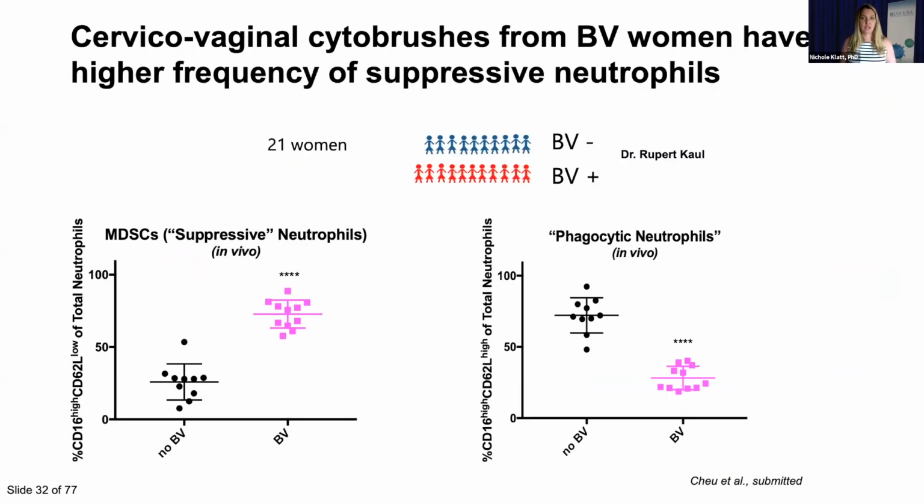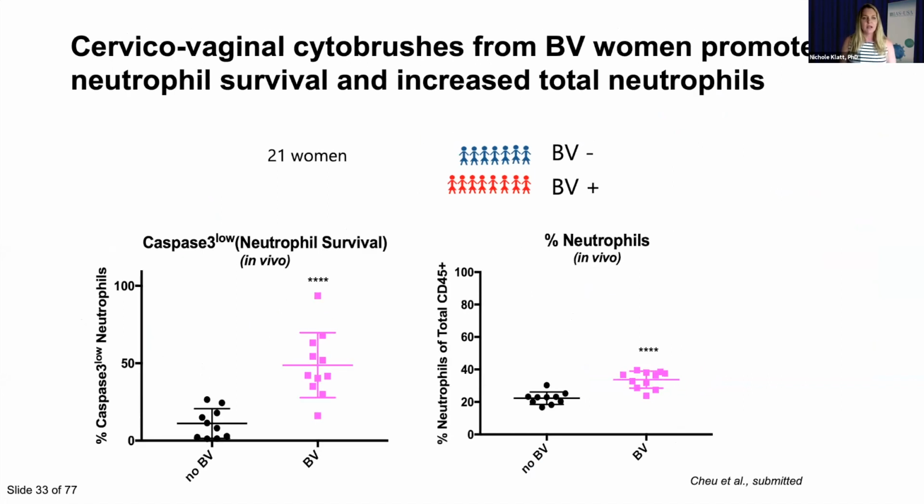Furthermore, just like we showed you in the gut with this increase in inflammatory neutrophils, we see that there are these phagocytic and inflammatory neutrophils that come in the context of bacterial vaginosis. Whereas these good neutrophils that we want to kill bugs are decreased in bacterial vaginosis. And again, we see increased neutrophil survival and increased overall neutrophil count in the context of bacterial vaginosis.